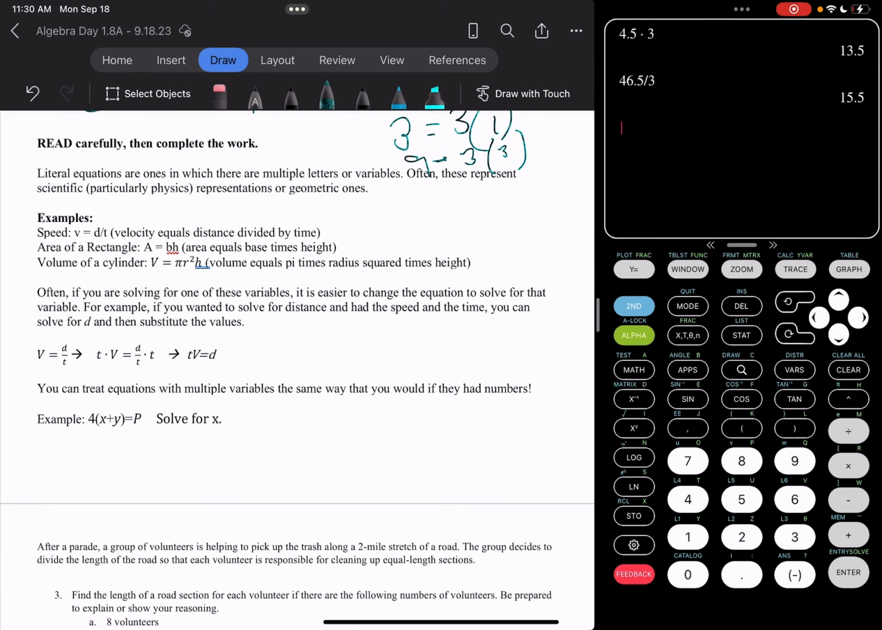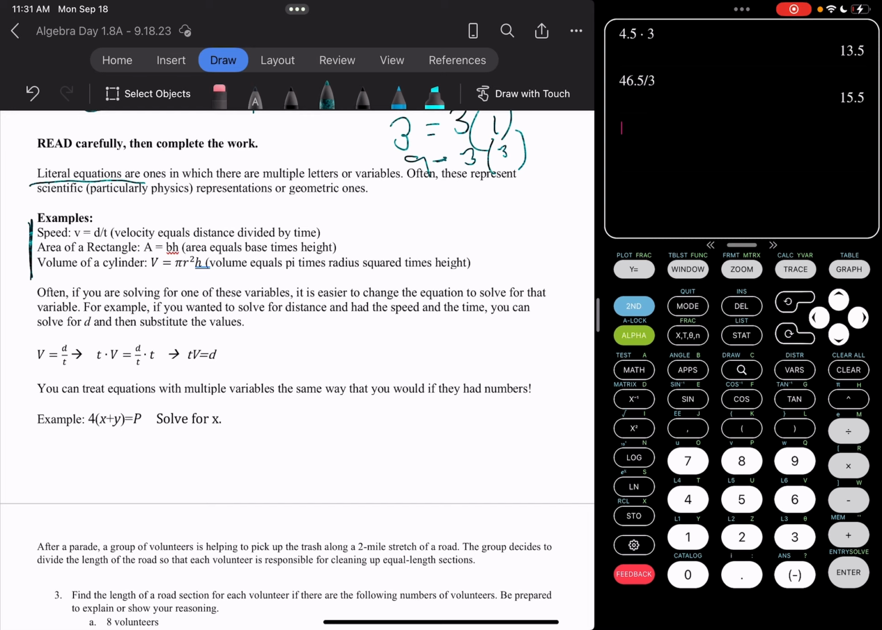All right, now this part right here is going over what literal equations are. So it says read carefully and then complete the work. So literal equations are ones in which there are multiple letters or variables. We see this a lot in science, especially physics, and then also in geometry. So you'll continue to see equations like this as you continue in your academic career.